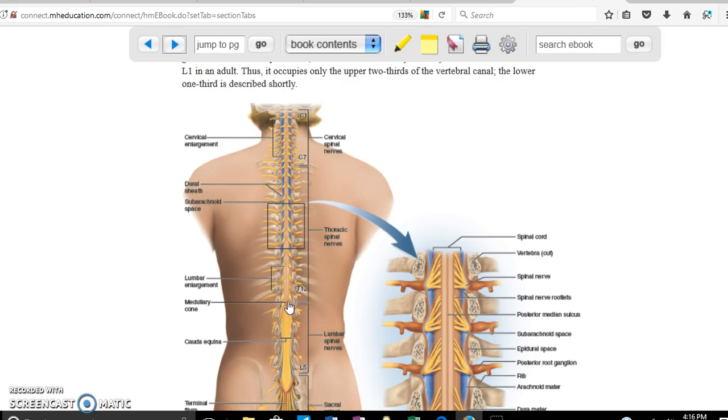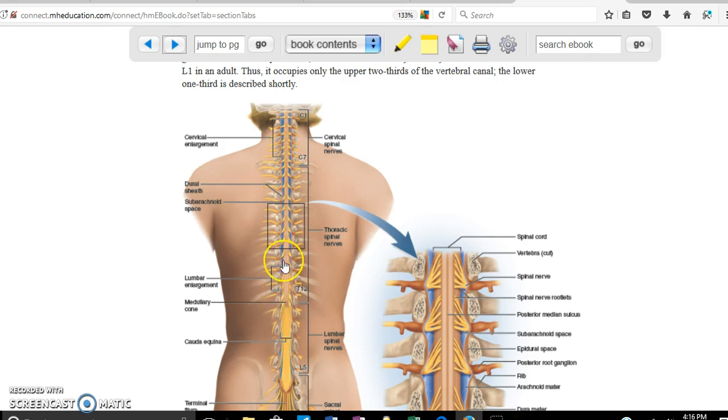The bottom part of the spinal cord is called the medullary cone, or conus medullaris, as you can see right here, and that's where it ends. Now, what continues after that is a lot of nerves that will go down towards the sacrum. This set of nerves is called the cauda equina.